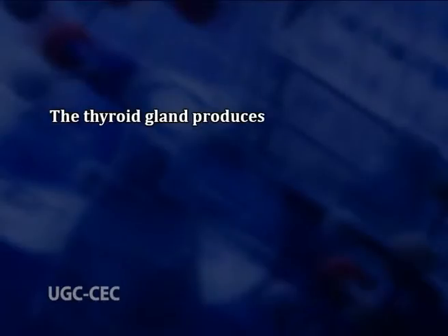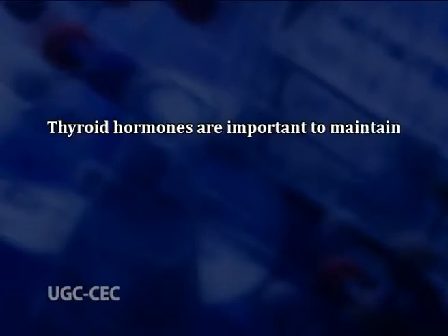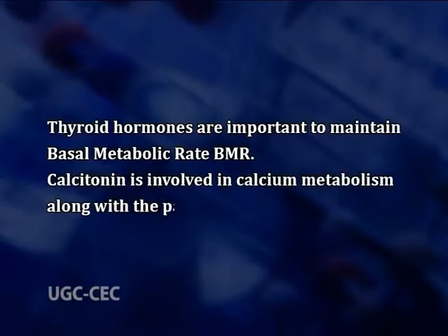The thyroid gland produces three hormones. These are thyroxine, that is T4, triiodothyronine, that is T3, and calcitonin. T3 and T4 are collectively called thyroid hormones and derived from tyrosine and are produced in the follicles, that is hollow spherical structures of this gland. Thyroid hormones are important to maintain basal metabolic rate, that is BMR. Calcitonin is involved in calcium metabolism along with the parathormone, that is PTH.